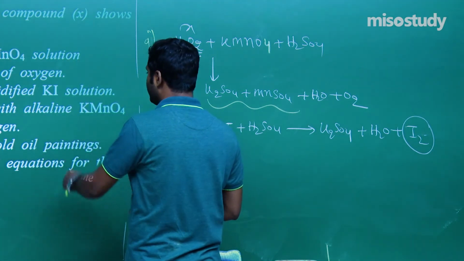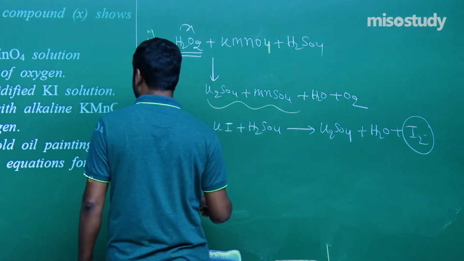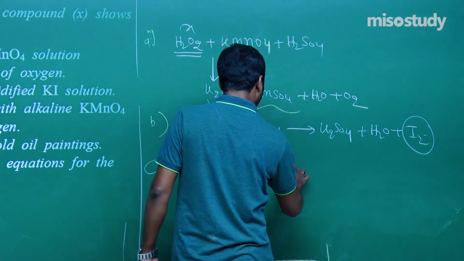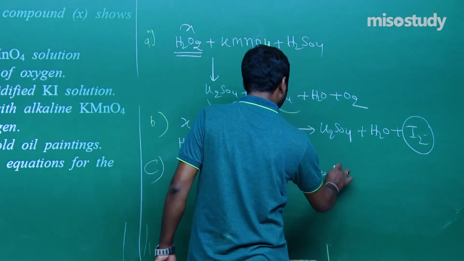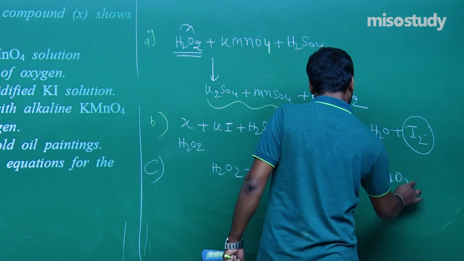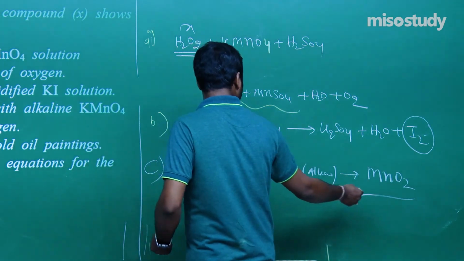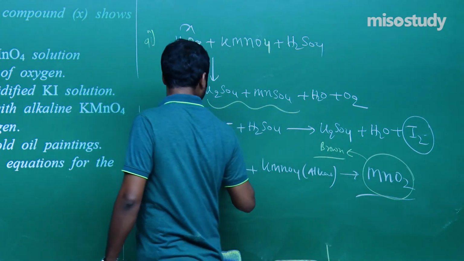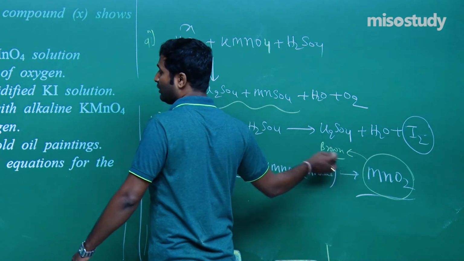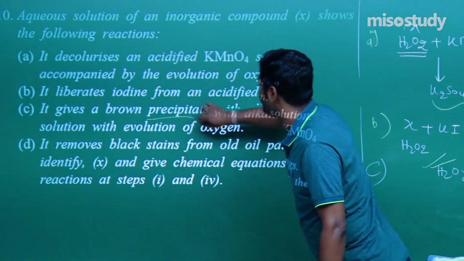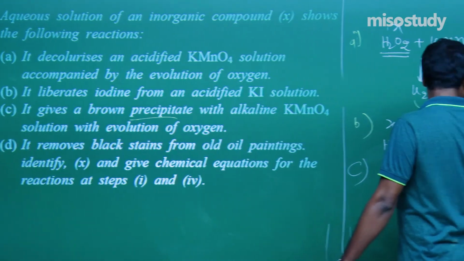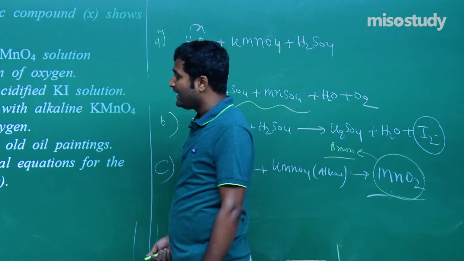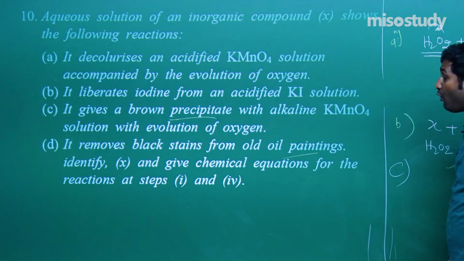It gives a brown precipitate with alkaline KMnO4 solution. H2O2 with KMnO4 in alkaline solution, then what will happen? Why brown color? Due to the formation of MnO2, because this MnO2 is brown. I haven't completed the overall reaction. The complete reaction gives KOH plus MnO2 plus H2O plus O2.